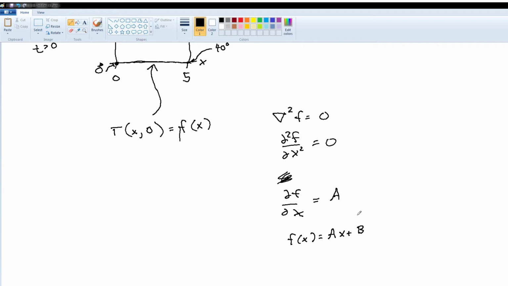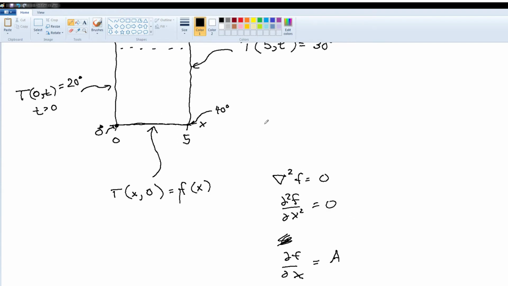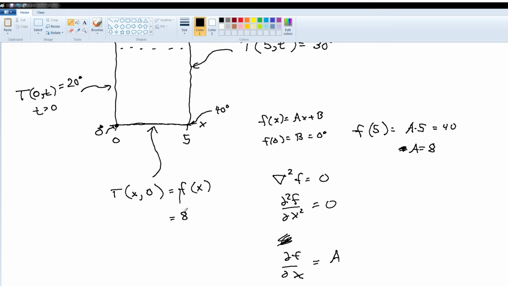Okay, and of course we want to choose A and B so that we get the correct temperatures at the two endpoints. So when x is 0, we need the temperature to be 0. And when x is 5 at the right endpoint, we need the temperature to be 40. So A equals 8. Alright, so we have what we call the initial steady state. It is 8x for x between 0 and 5.